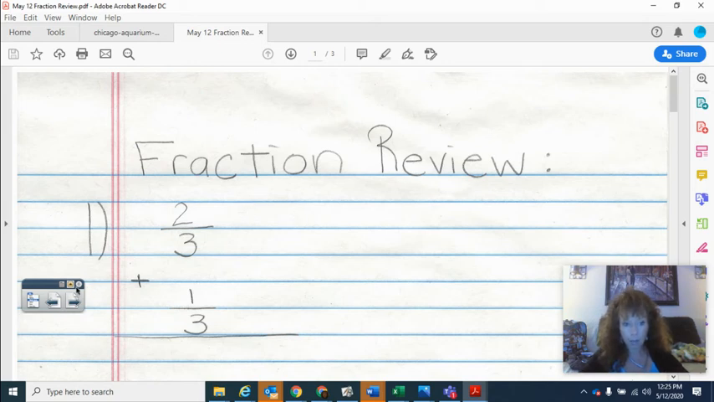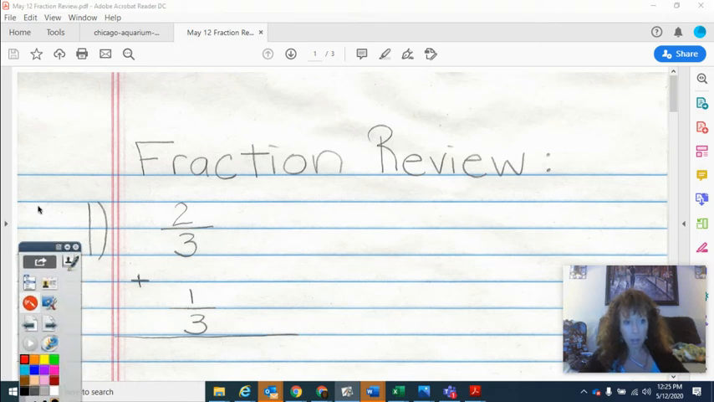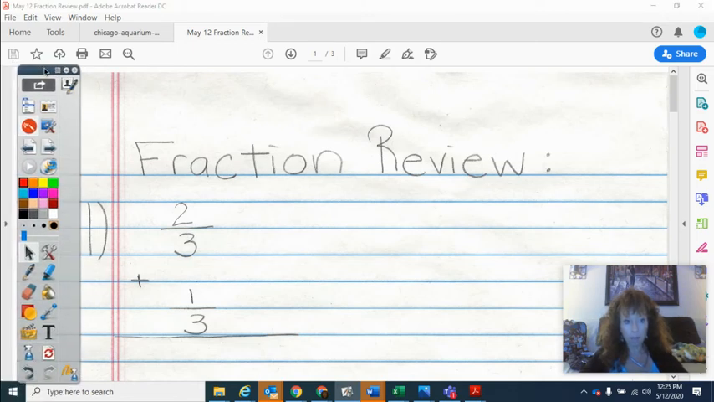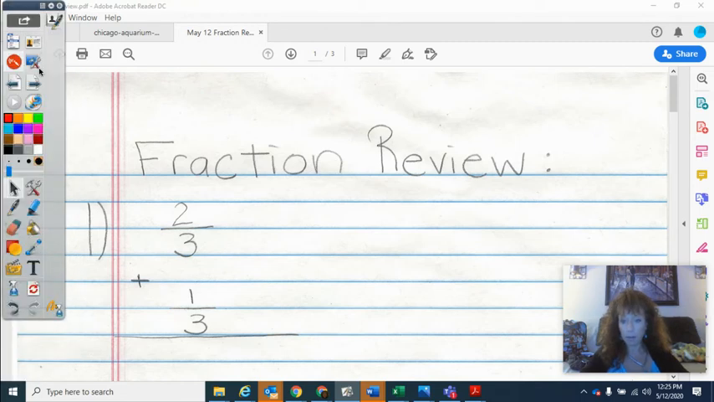This is our fraction review. Tomorrow we're going to start a new unit, which will be measurement. And the first type of measurement we're going to do is time, which is elapsed time, which means how much time has gone by from a starting point to an ending point. But that's tomorrow's lesson. New unit, this is all we're going to do for fractions for right now.